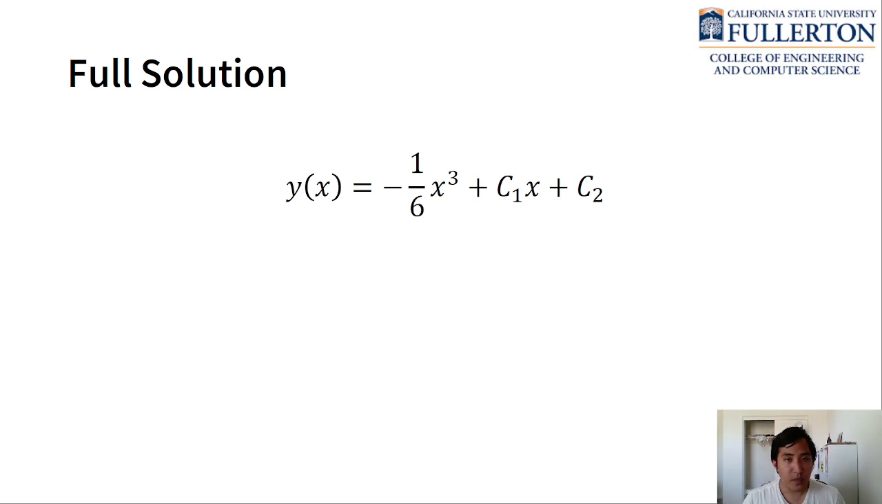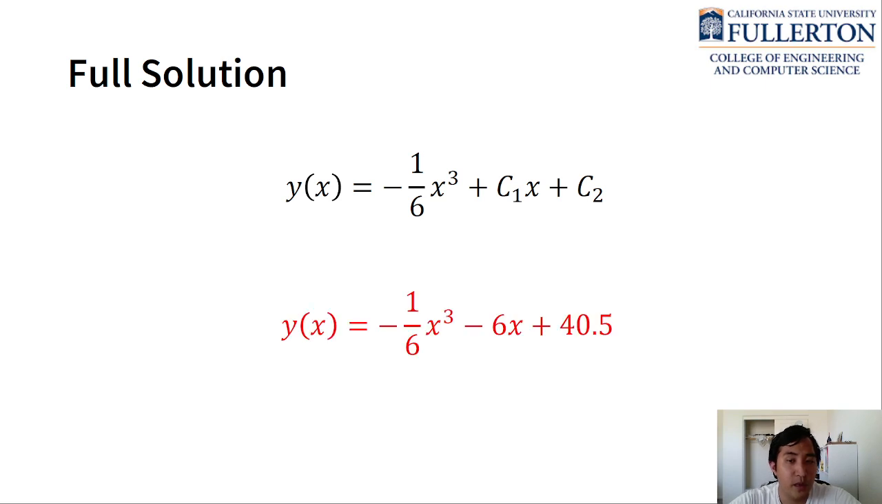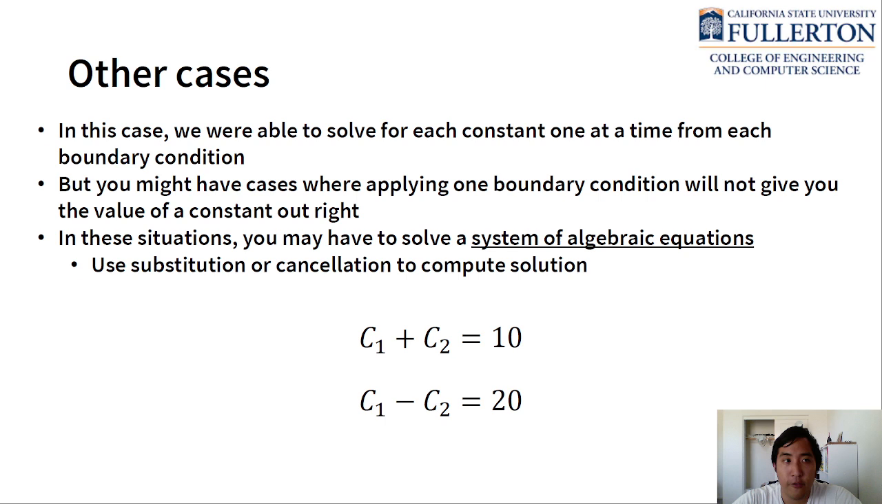Okay? And so from there, we can form our full solution. And so we've solved for the values of c1, c2. So let's go ahead and plug them in. And what we get is a full solution of y of x is equal to minus 16x cubed minus 6x plus 40.5. Okay, so that was a very quick example, also a very simple one.